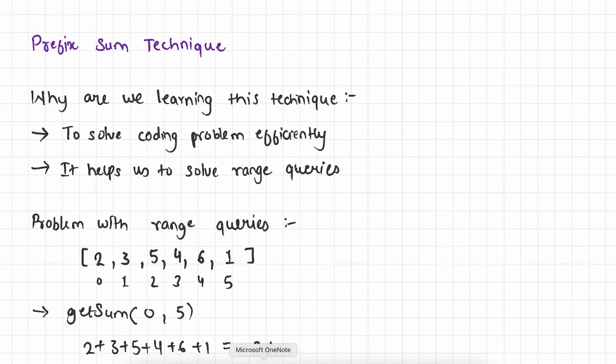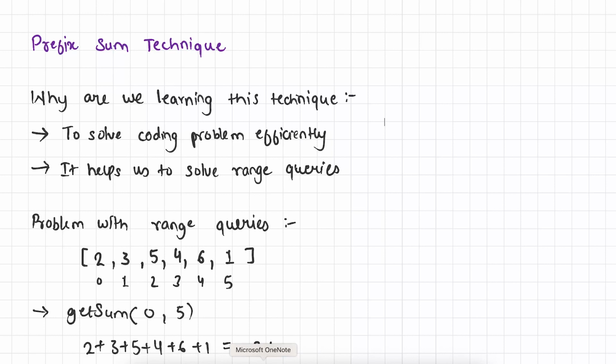Alright guys, let's begin this video with the very first question: why are we learning this technique? What is the need of learning this technique? There are two strong reasons to support this question. Number one, using this technique we can solve many coding problems efficiently. The second reason is, it helps us in solving problems related to range queries.